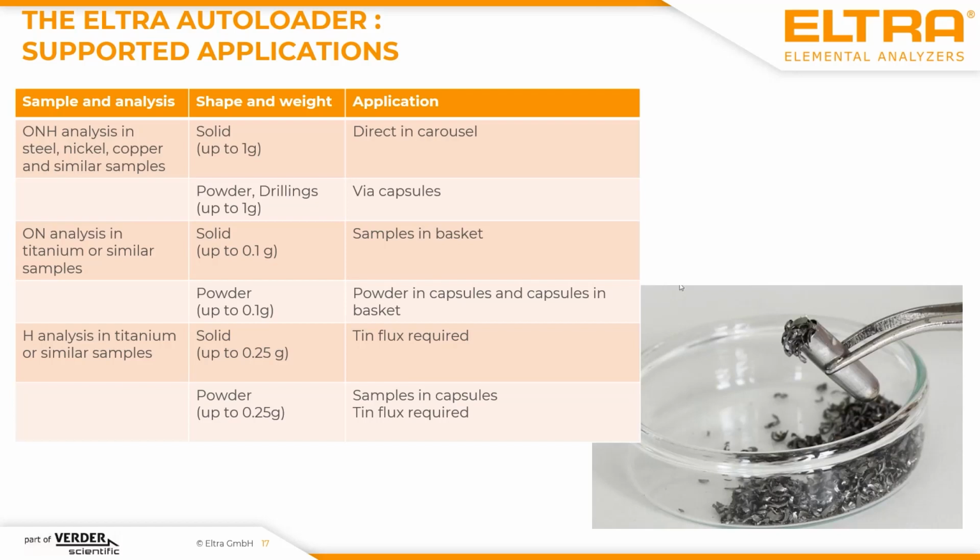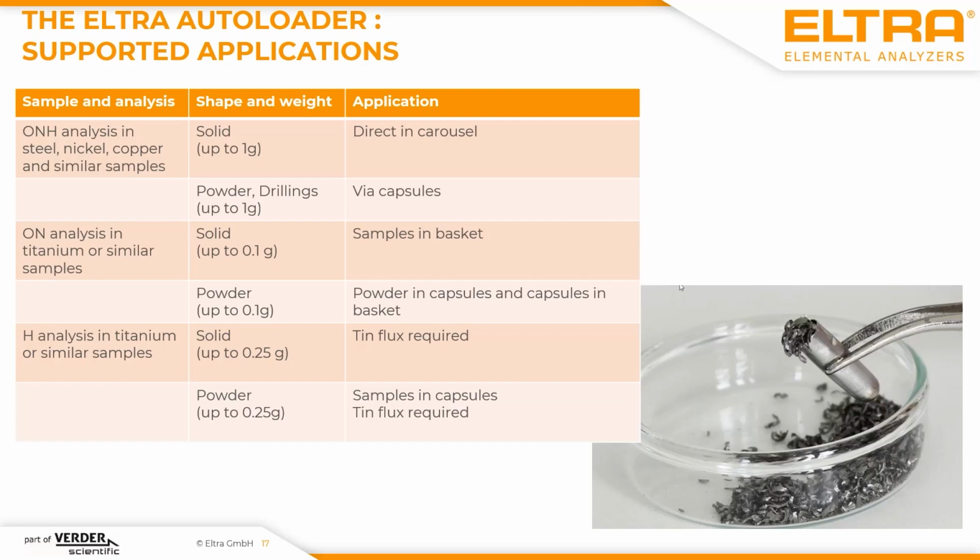When you have powdered samples, you also have to consider the standard, which does mean you have to fill in up to 100 milligram of powder, and put this powdered sample in a capsule. This capsule has to be placed again in the basket, and the basket is something you can apply directly to the sample carousel. So this is also no problem with the Elementric ONH-p2 with autoloader.